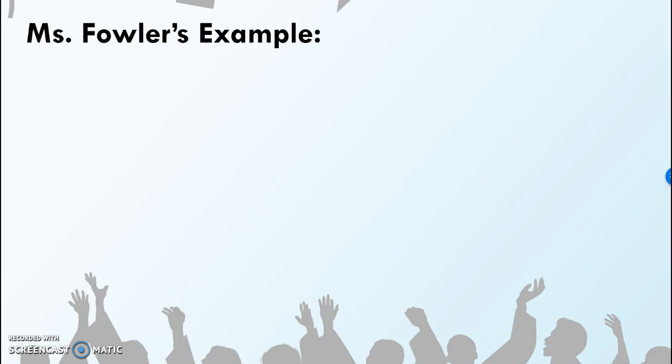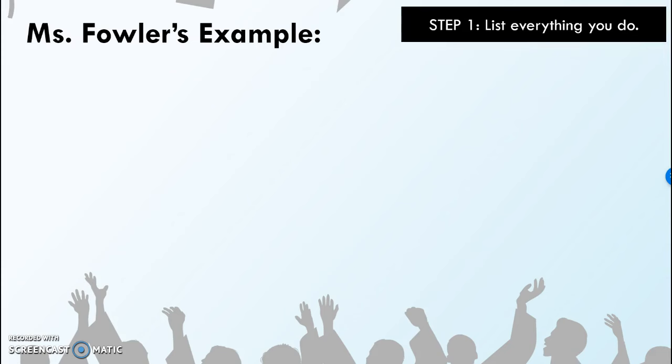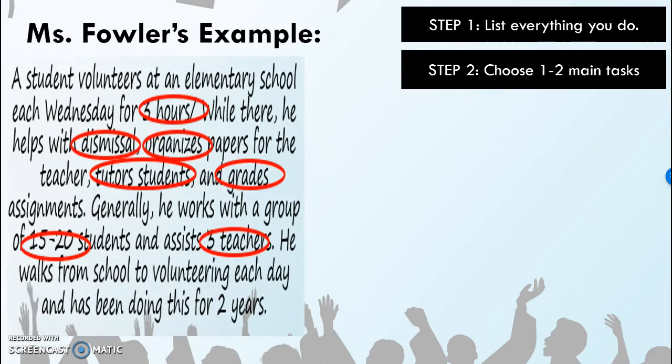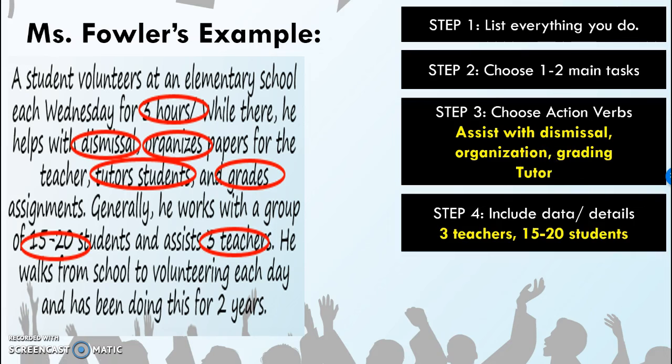So the way this would work is a throwback, right? You need to list everything you do, just like we did. Then choose 1 to 2 main tasks that you're doing. So this student assists with dismissal, they organize, and they grade, as well as tutor. You need to figure out what data or details you have that make you impressive.